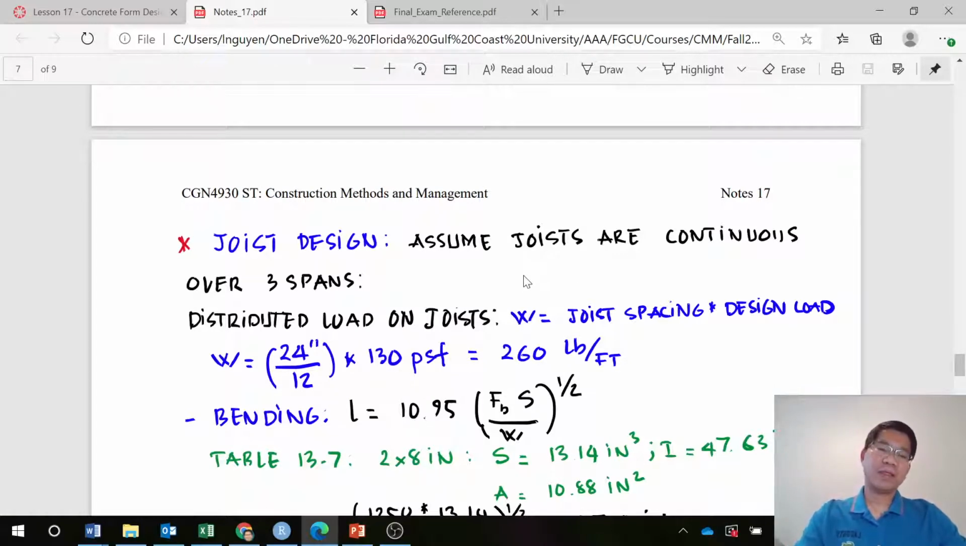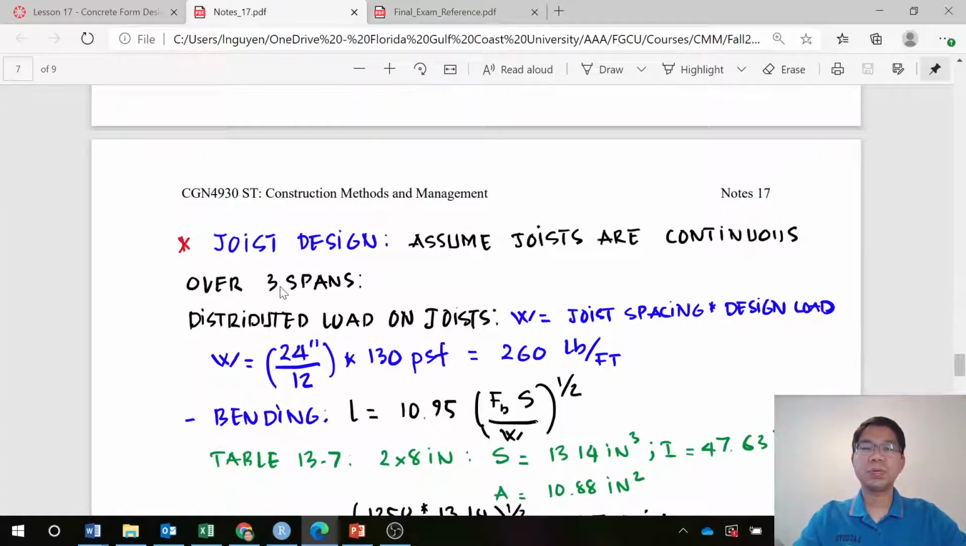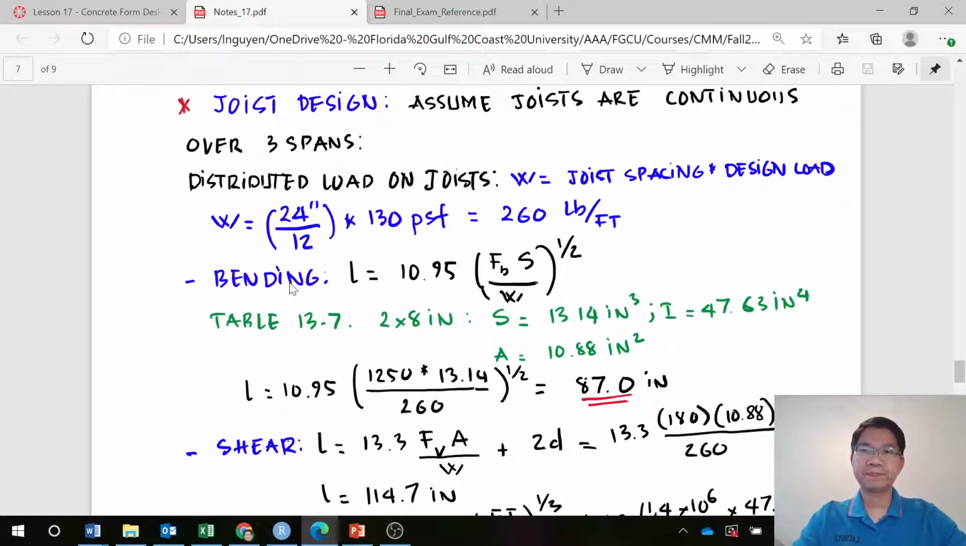We assume, and the problem actually gives, that joists are continuous over 3 spans, so that we can use Table 13.5 to get the equations for bending, shear, and deflection. So let's go to that one. First we need to determine the distributed load on the joists. How do we determine it? The distributed load on the joists will be equal to the joist spacing that we determined in the sheathing design, times the design load.